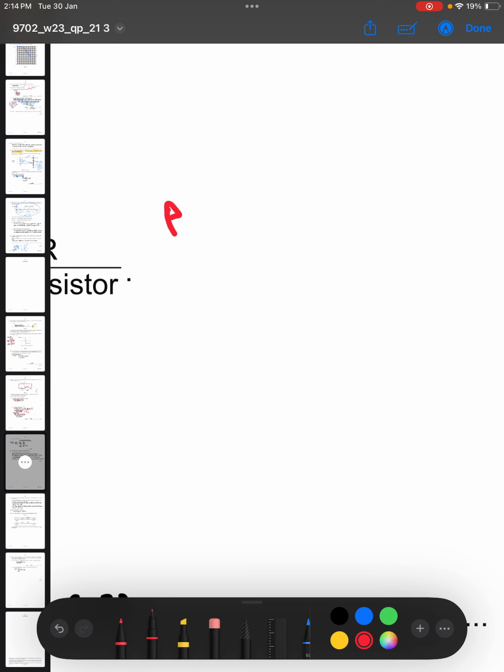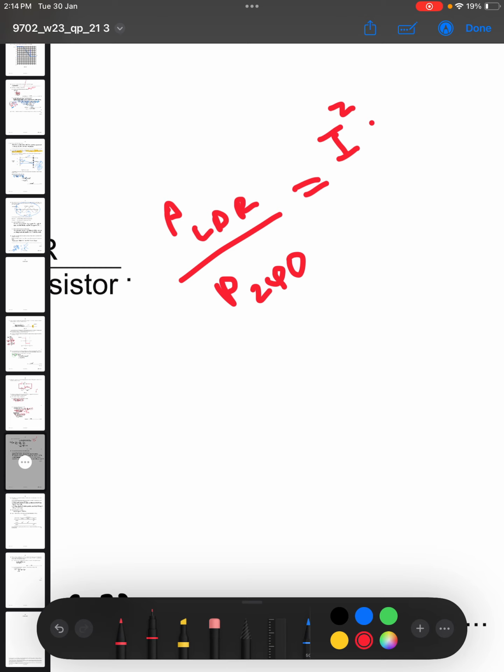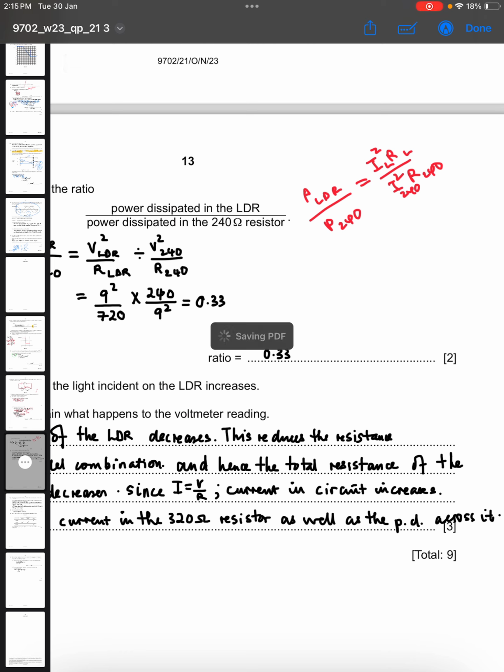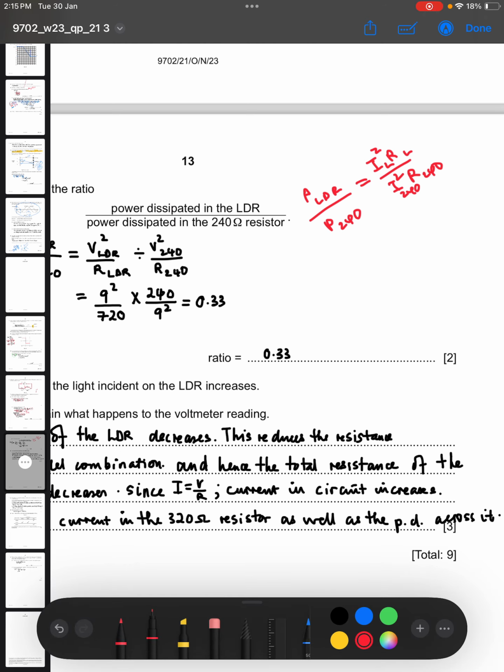Power, remember, in the LDR over power in the 240 ohm resistor. You could use the current and say, okay, current squared times resistance, that's for the LDR. Then current squared times resistance, that's for the 240 ohm resistor. So that's one way of doing it, because we know both the current in the LDR and the current in the 240 ohm resistor. We know the resistance of the LDR and the resistance of the 240 ohm resistor.